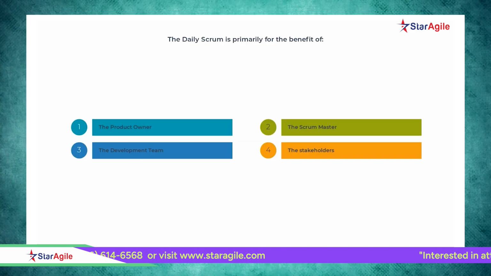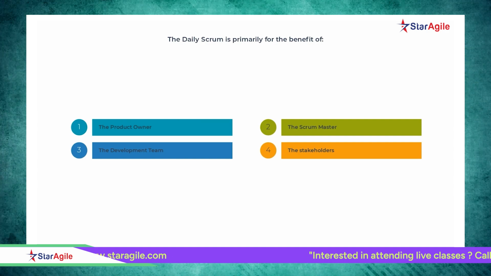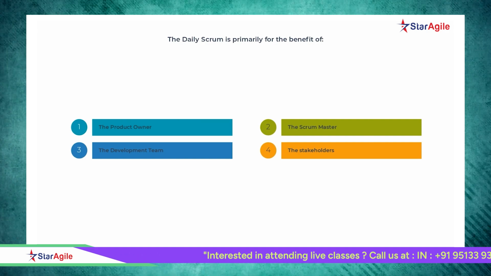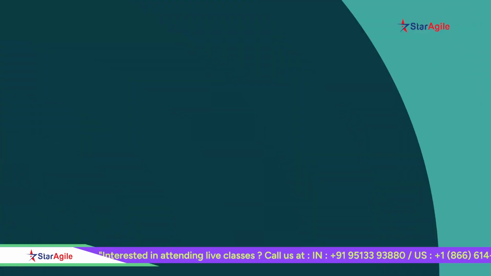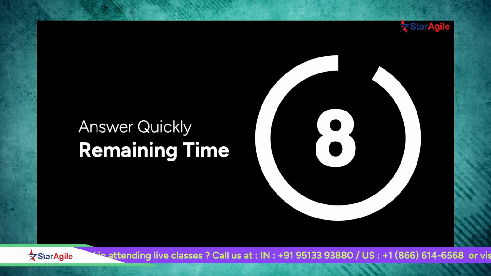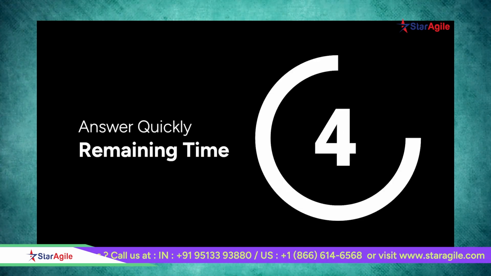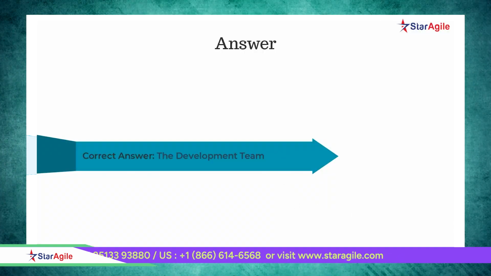The daily Scrum is primarily for the benefit of the product owner or the Scrum Master or the development team or the stakeholders. I'm sure you know the right answer. The correct answer is the development team.